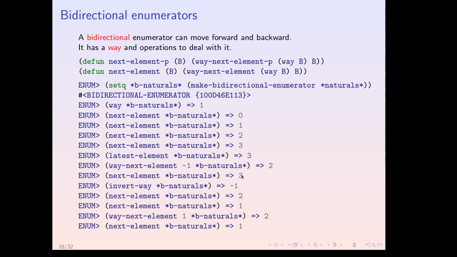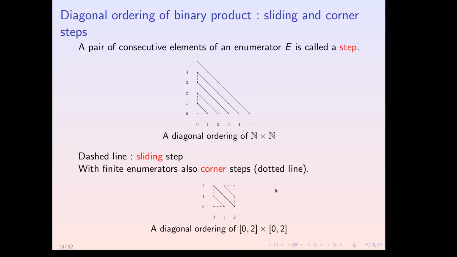Now if I want to change the way of the enumerator, I use this operation invert way, and now the enumerator will go by default backwards. So from 3 to 2, from 2 to 1. Locally I can ask the enumerator to go forward, but it's still going backwards. So the next one will be 1.